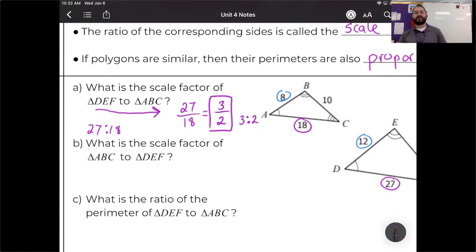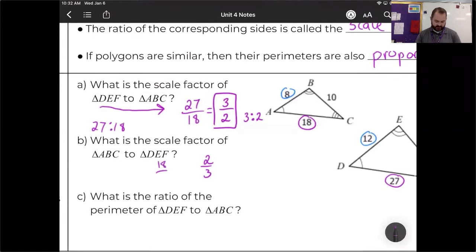But then in part B, they ask, what is the scale factor of ABC to DEF? That's just flipping it around the other way. So instead of 3 to 2, it's 2 to 3. Again, I could pick the sides that correspond, 18 over 27, or I could just use the same measurements I reduced them down to from the last problem.